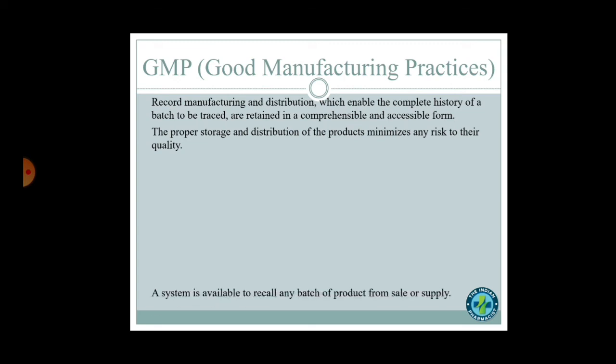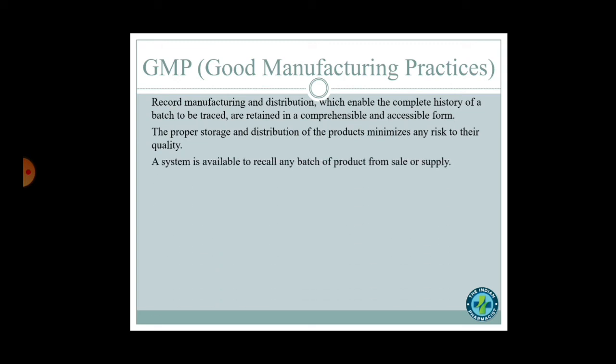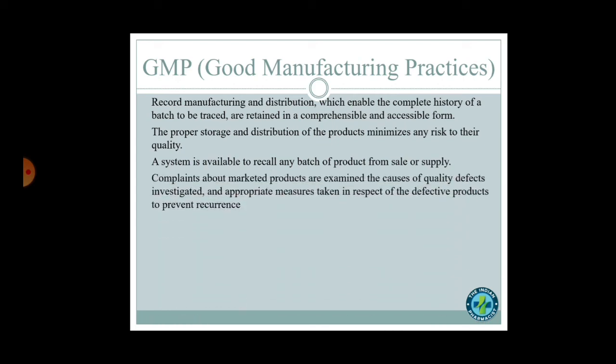Records of manufacturing and distribution, which enable the complete history of a batch to be traced, are retained in a comprehensible and accessible form. The proper storage and distribution of the product minimizes any risk to their quality. A system is available to recall any batch of product from sale or supply. Complaints about marketed products are examined. The causes of quality defects are investigated and appropriate measures taken in respect of the defective products to prevent recurrence.